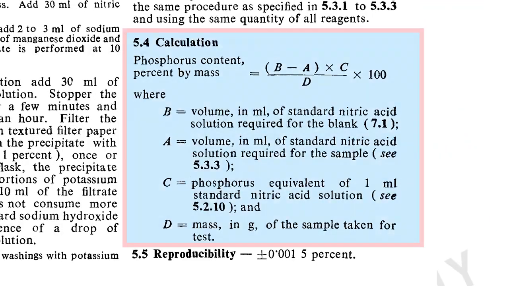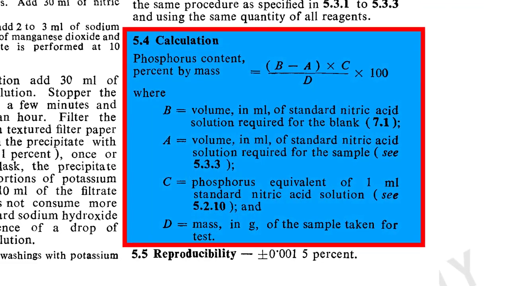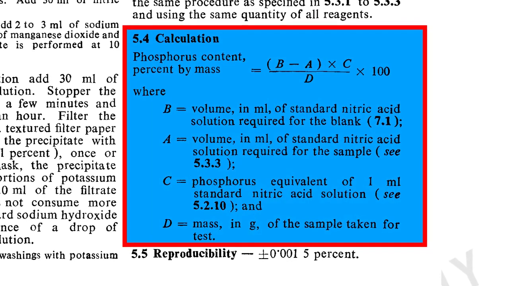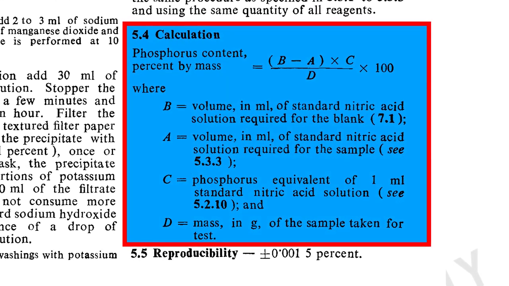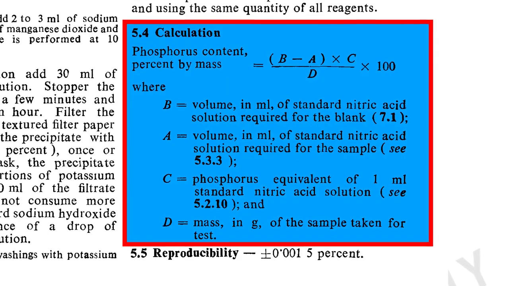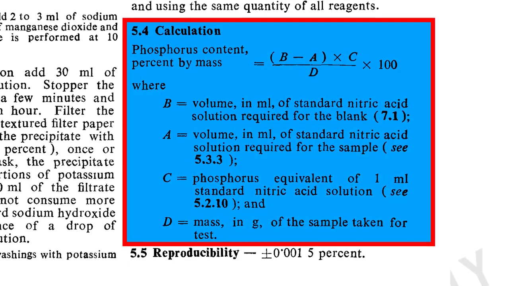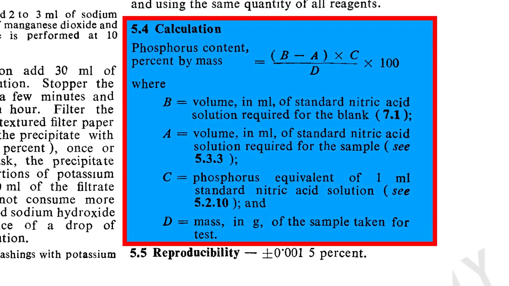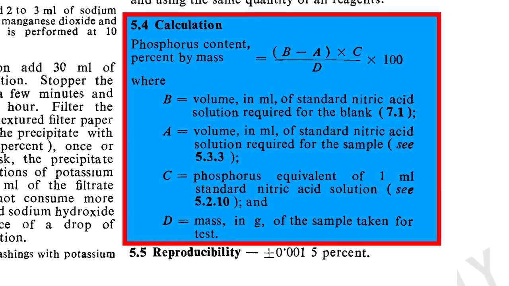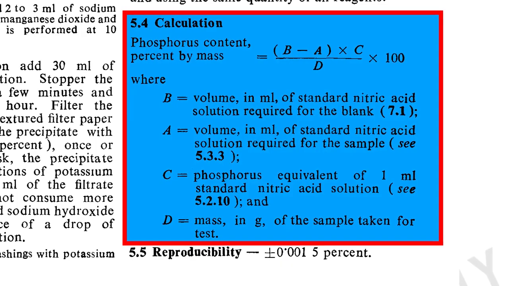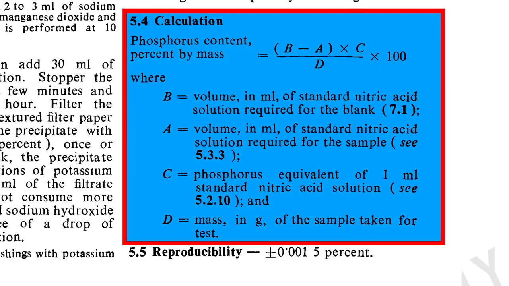To calculate the phosphorus percentage, start by subtracting the sample titer volume from the blank titer volume. Then, divide the resulting value by the weight of the sample taken for analysis. Finally, multiply this result by the factor of the nitric acid used during titration. This method provides a precise determination of the phosphorus content in the sample.